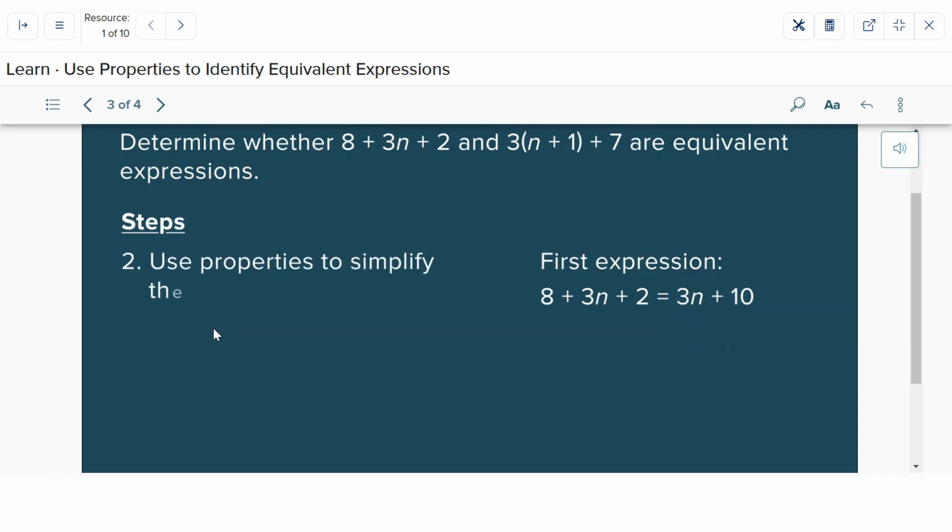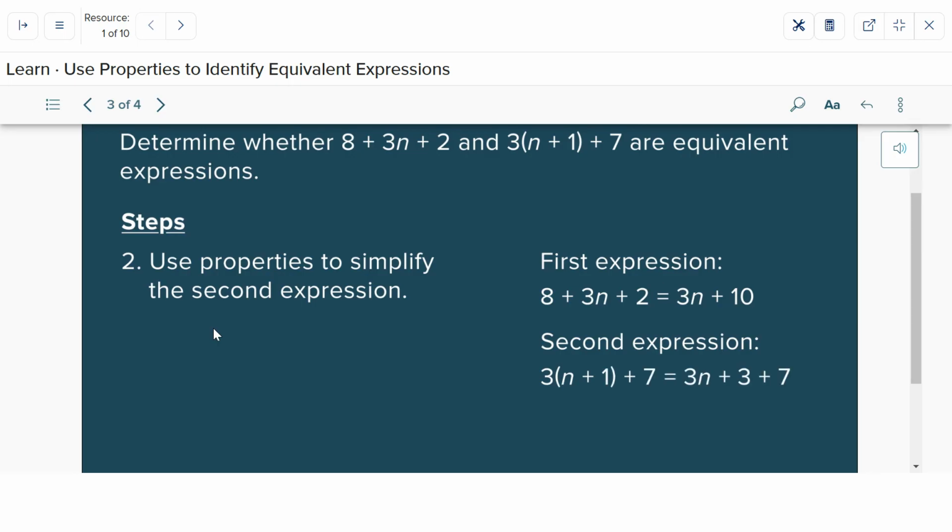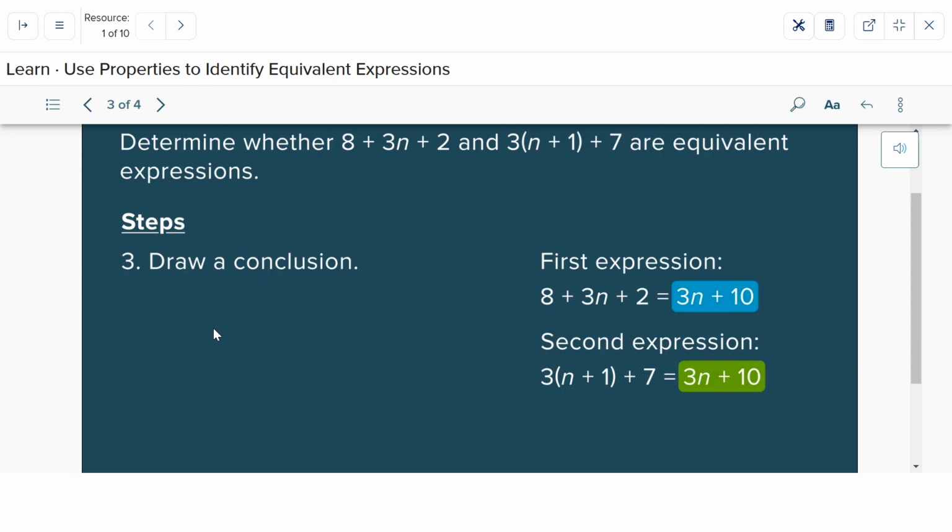Next, simplify the second expression. Apply the distributive property to rewrite 3 times the quantity n plus 1 as 3n plus 3. Then use the associative property to group 3 and 7. Simplify the expression to 3n plus 10. Use the simplified forms of the expressions to draw a conclusion. The simplified forms have the same terms. The expressions are equivalent.